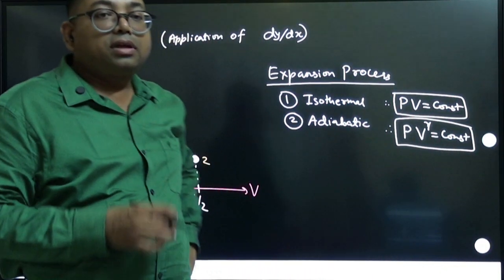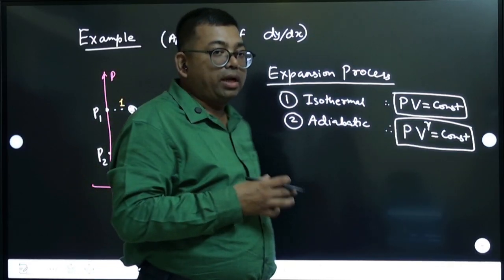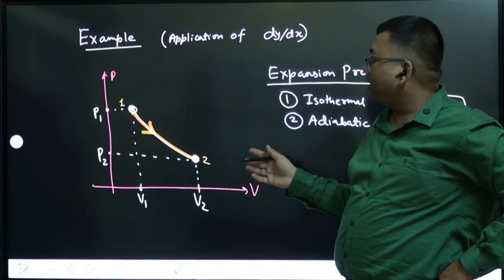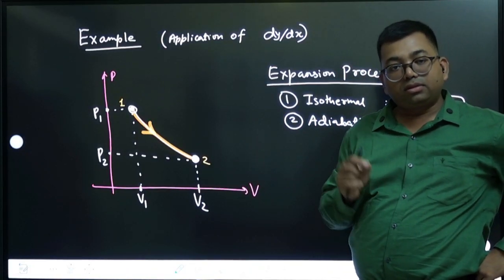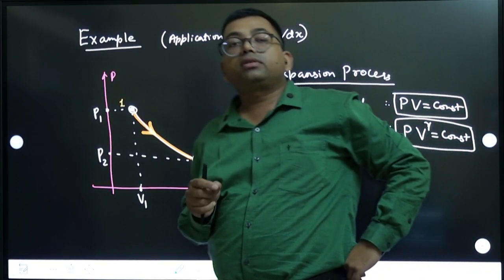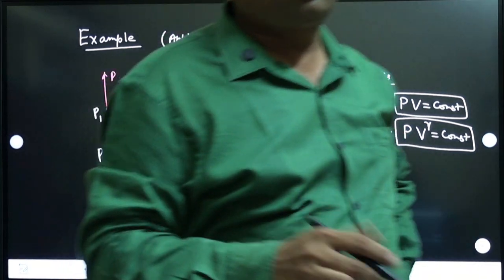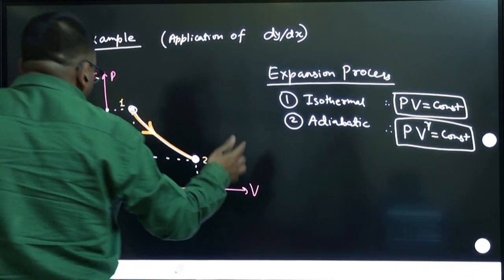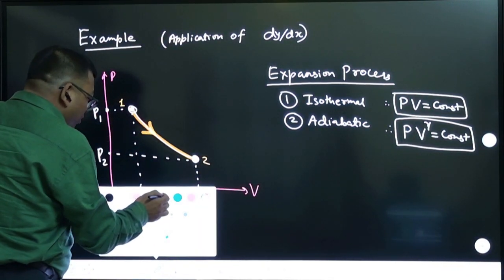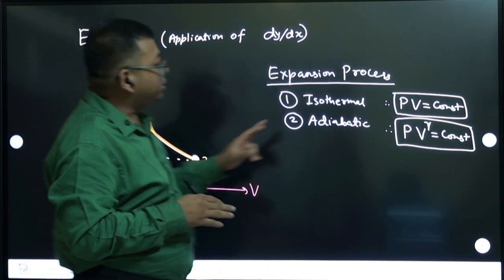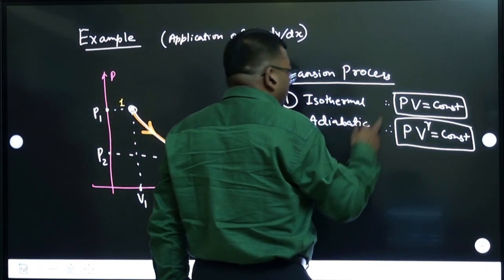Okay, so this graph, PV equal to constant, what is it representing? This graph represents the isothermal process. Now let us try to find out how it will look. Let us try to find the slope, and then I will also show what type of graph the adiabatic process will be. Let us first try to find the slope of this graph.